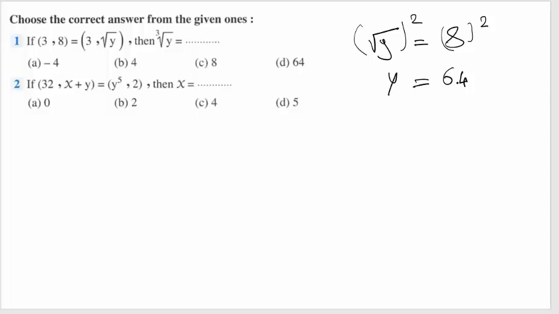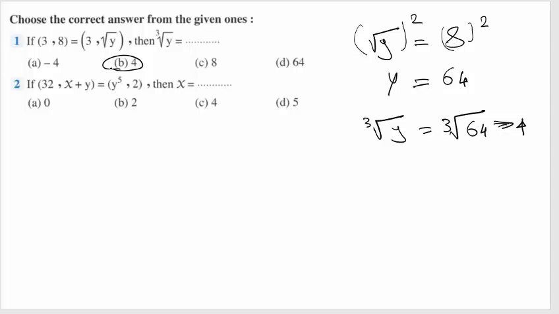So take care, don't choose 64. He is asking you about the cubic root of y. So I will apply the cubic root to both sides. Then cubic root of y equals cubic root of 64, which is 4.